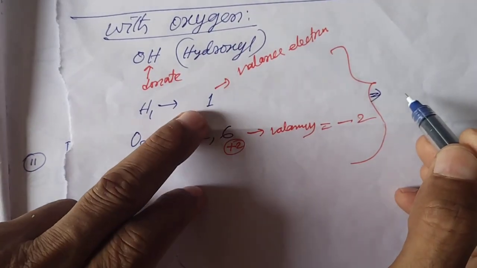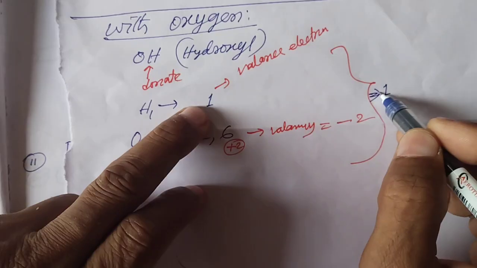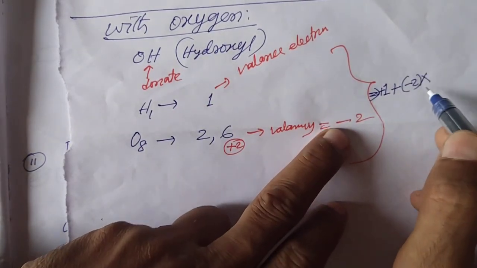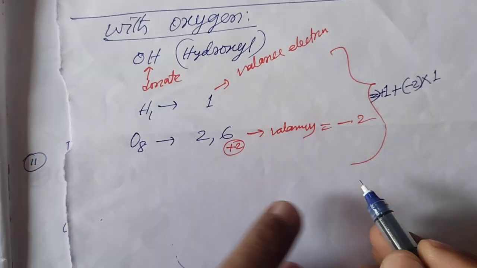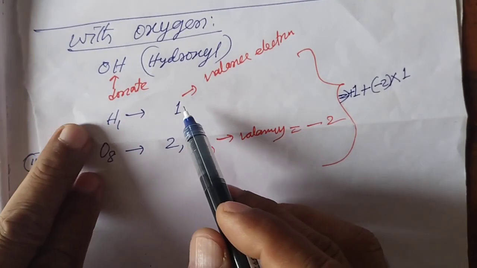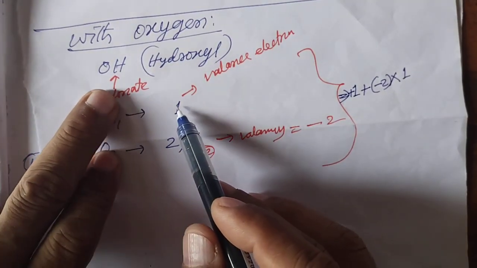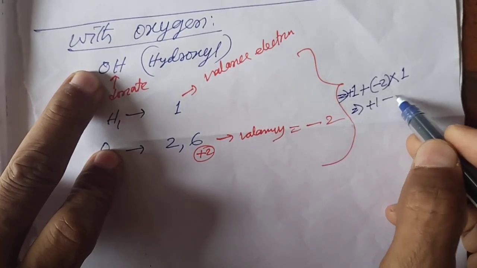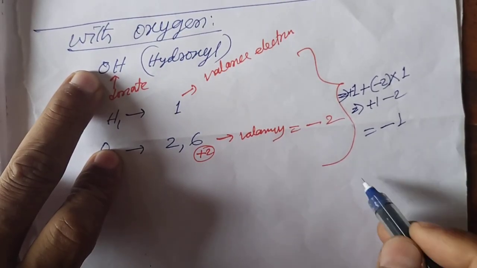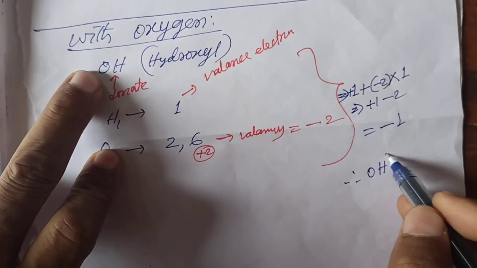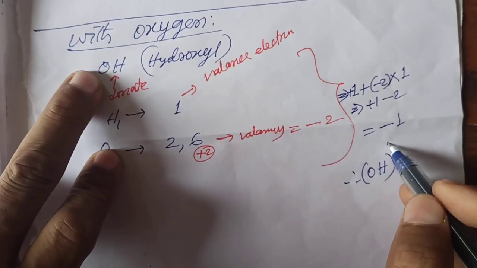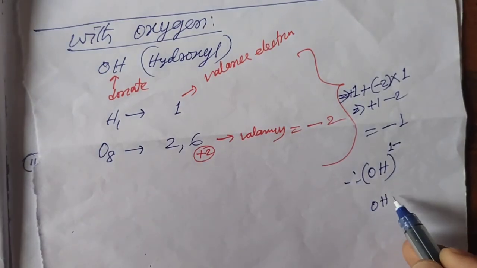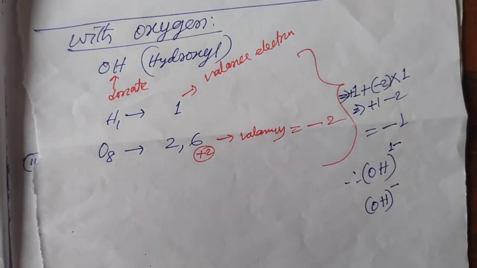So valence electron of hydrogen 1, +1, plus oxygen valency is -2. And how many oxygen are there? Only 1 oxygen. So 1. Valence electron of hydrogen and valency of oxygen, okay? So you see it is +1 -2. So the final answer is -1. Therefore, hydroxyl OH has 1 negative. 1 is generally not written, you will just find they write it like this, OH minus.